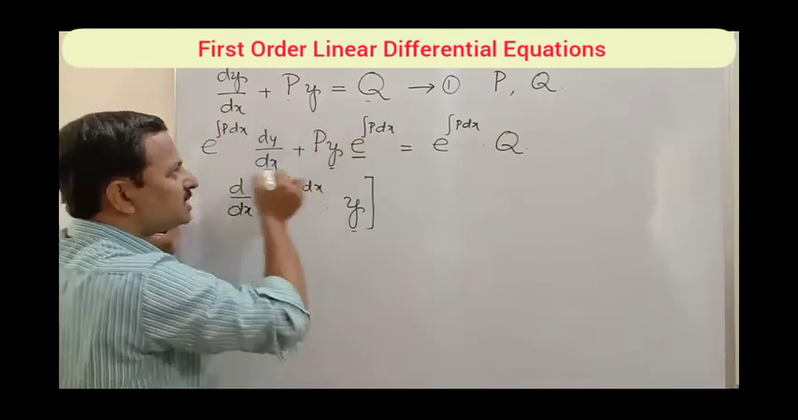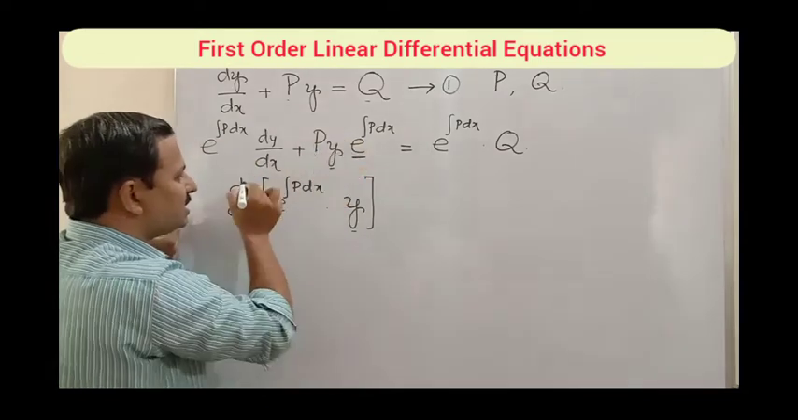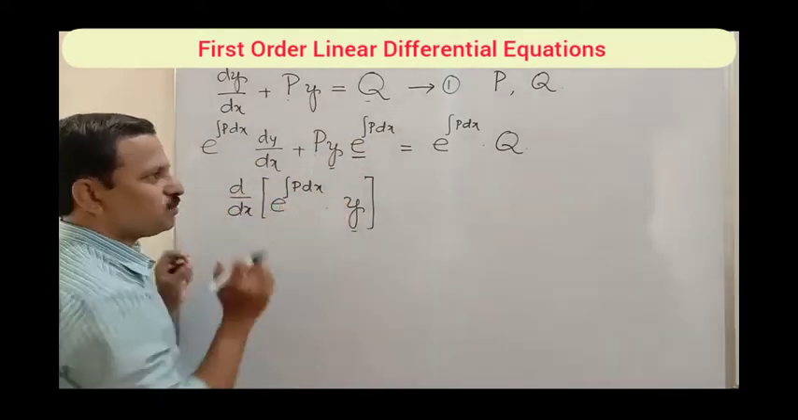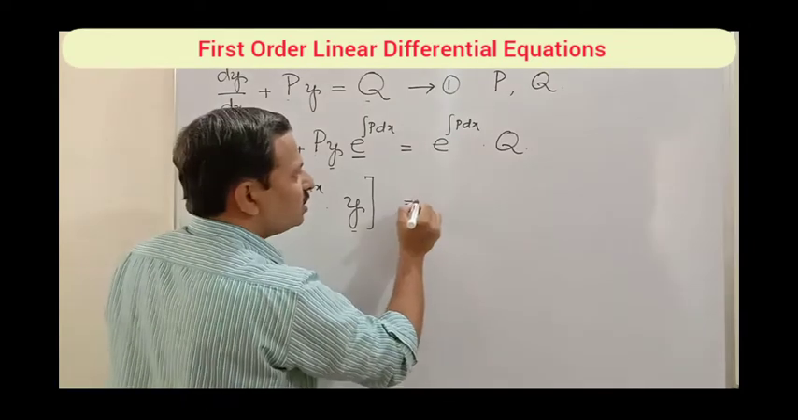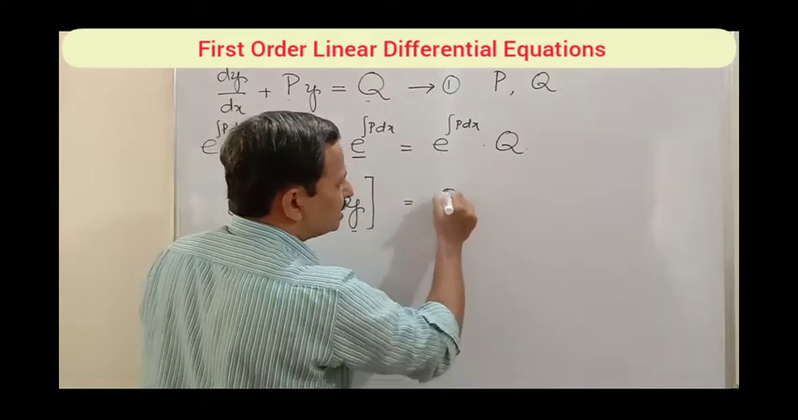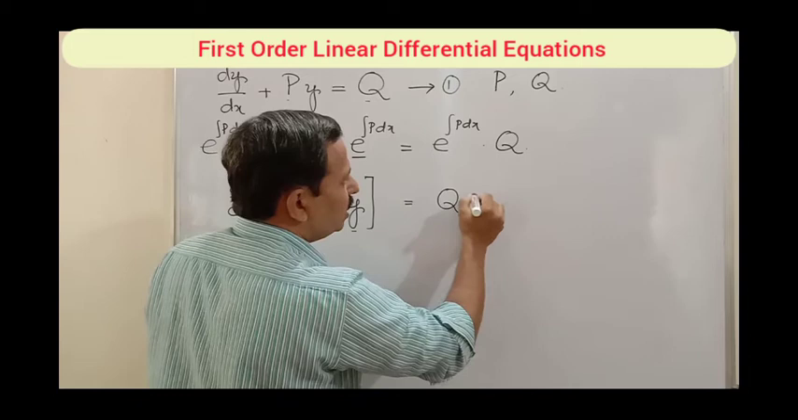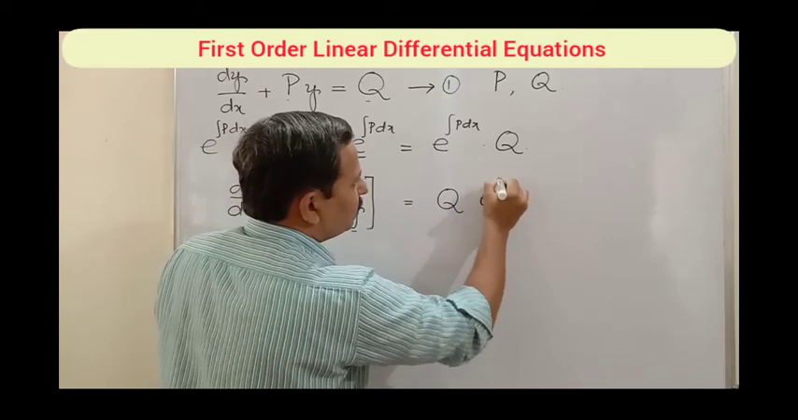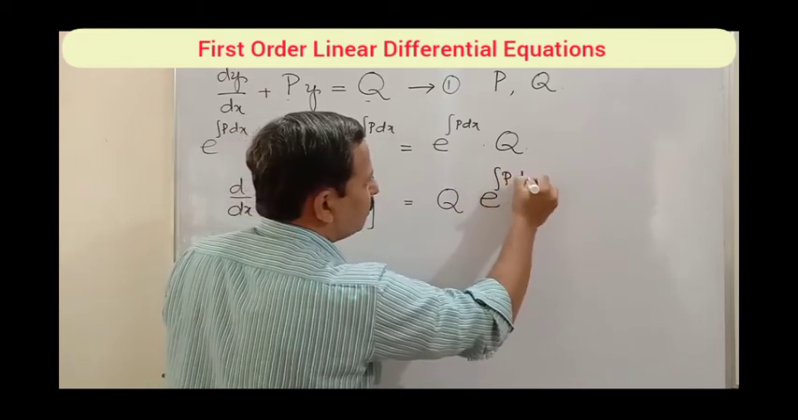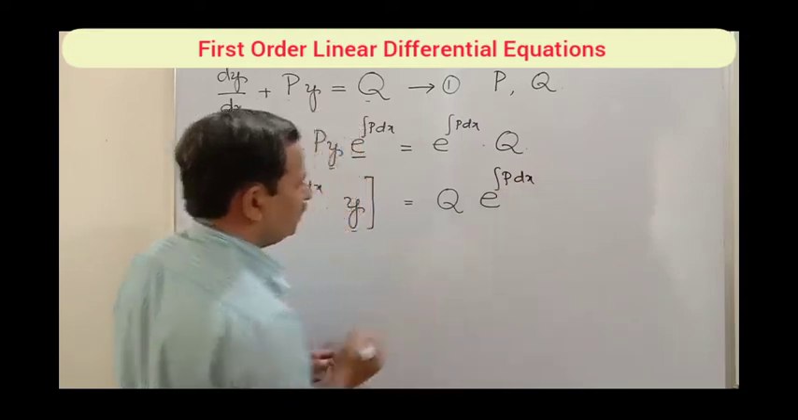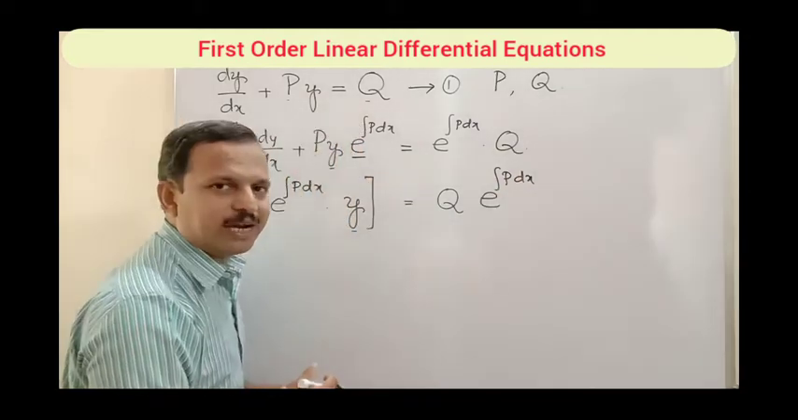So therefore this LHS is simply the differentiation of this product, and on RHS also we have to keep the terms as they are. We cannot do anything. Q into e to the power integration of p dx. I have reversed the order of the terms. That's all. Now we have to integrate on both sides.